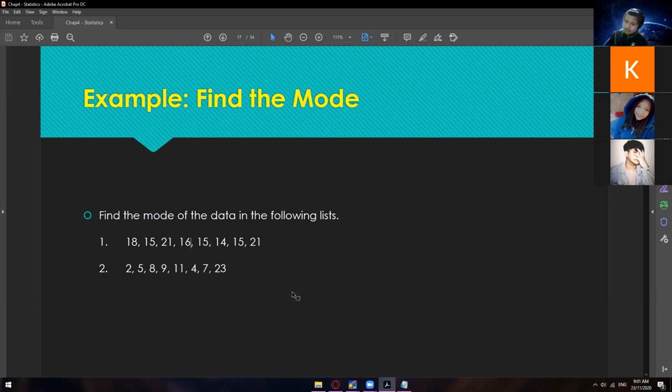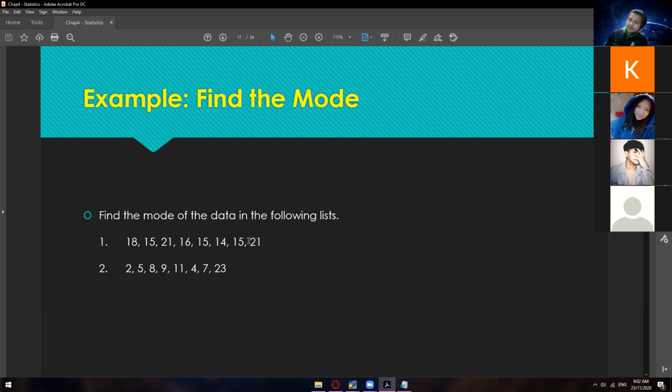15, sir. 15. 16? At 16. So 15, right? Or maybe 15. Misheard ko lang yung sinabi ng isa kanina. So in number 1, our mode is 15. Okay? Because 15 occurs 3 times, more than the others. I think siya lang yung nag-occur na mas marami. We also have 21, but 3 is of course greater than 2. So here we have 15. Okay. How about number 2?